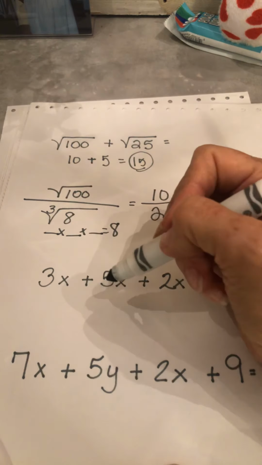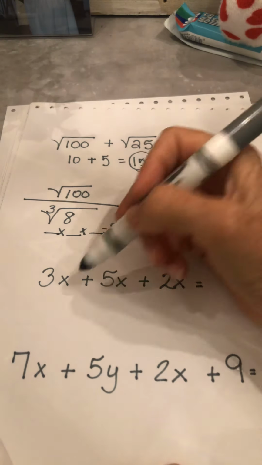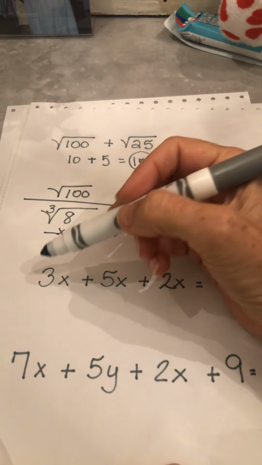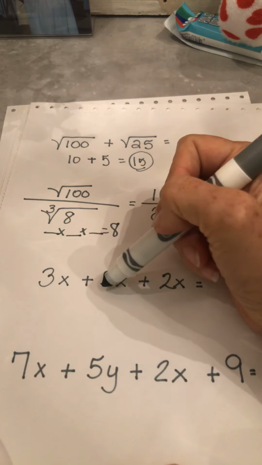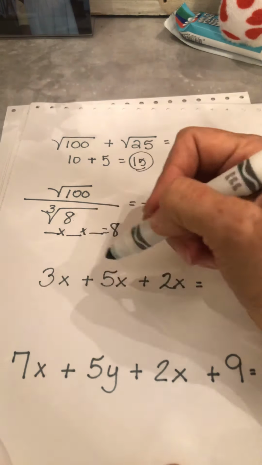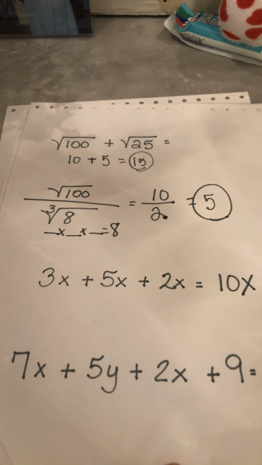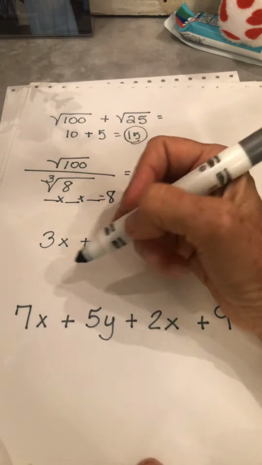Here, 3x plus 5x plus 2x. So what I'm doing is I'm putting like things together. These are all x's. It would be like me saying 3 zebras plus 5 zebras plus 2 zebras. How many zebras do we have? 3 plus 5 is 8 plus 2 is 10. 10x.